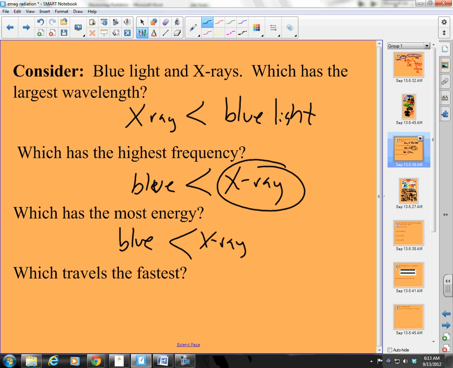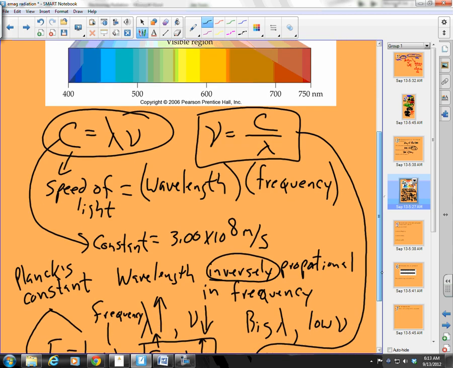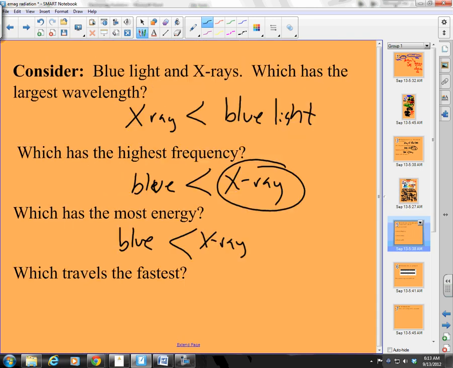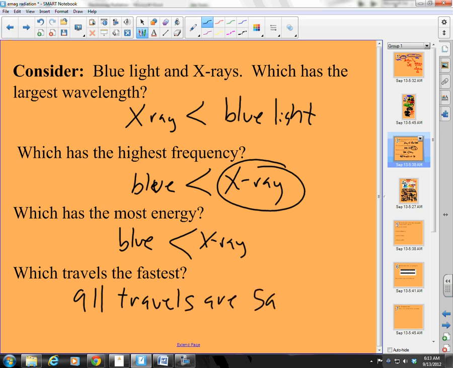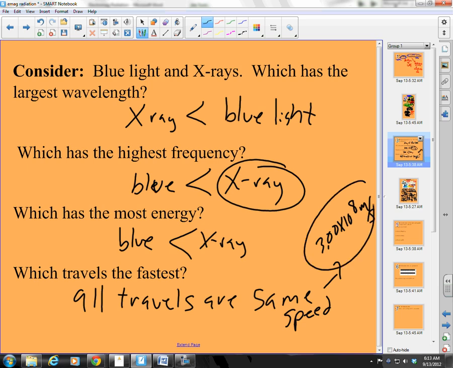And finally, which travels the fastest? Well, we talked a little bit about the speed of light. And what did we say about the speed of light? The speed of light is constant for all forms. That means all electromagnetic radiation travels at the same speed. And what is that speed? 3.00 times 10 to the 8th meters per second. Remember, units are important. All right, good.